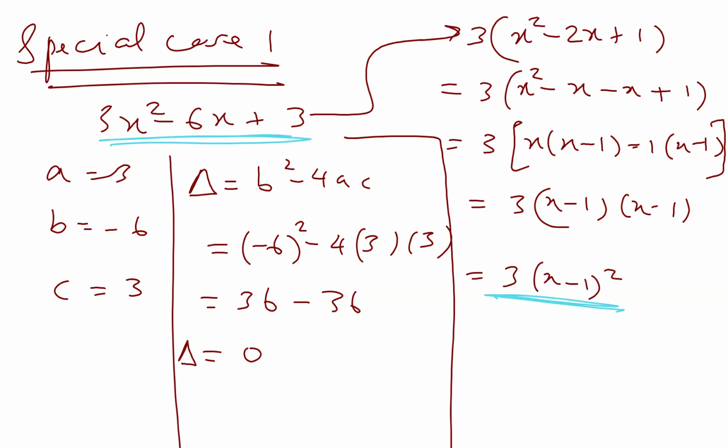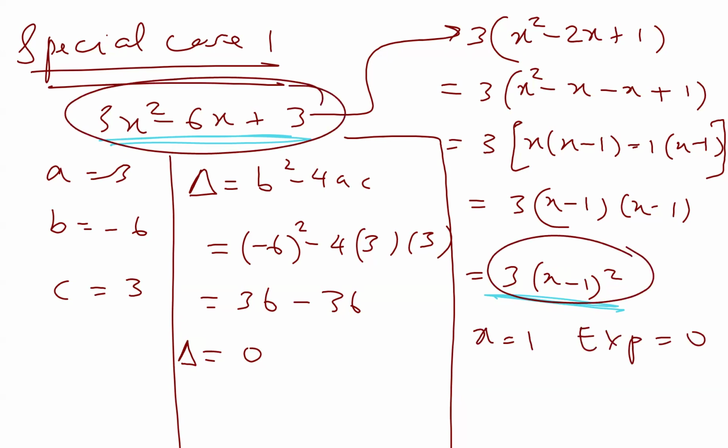Now guys, apply some logic over here. The critical value is 1 because x minus 1 equal to 0, so x is equal to 1, 1 is the critical value. So if x is equal to 1, what is the expression? Value of the expression will be 0. Say yes if you agree with me. This is the simplified form of the expression. If x is equal to 1, value of the expression is 0.